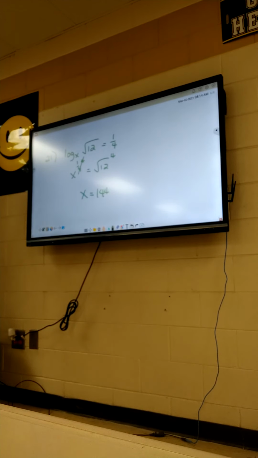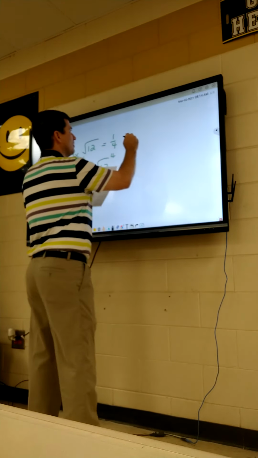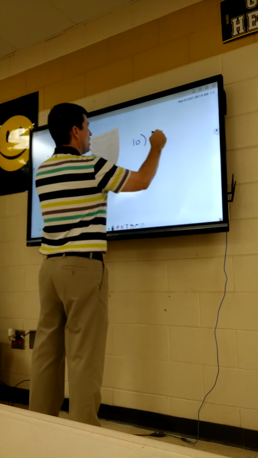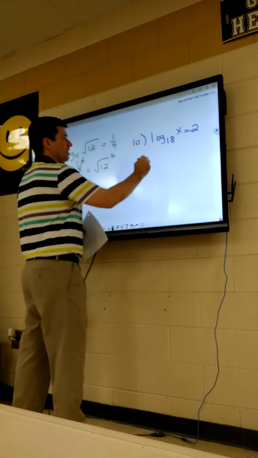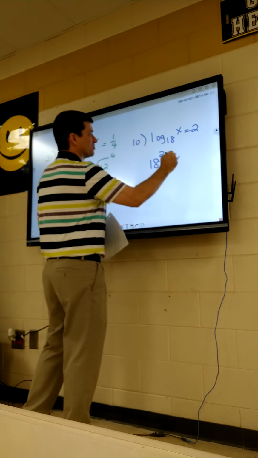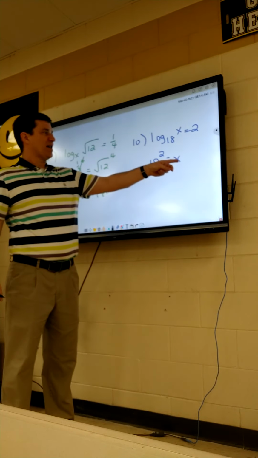Let's do what I think is the easiest problem. Let's do number 10. This is the easiest problem on the sheet. I got log base 18 of x equals 2. All right, when you set this one up, it's 18 to the 2nd equals x. What makes this the easiest problem? Yeah, look, it's already got x by itself, Weston.